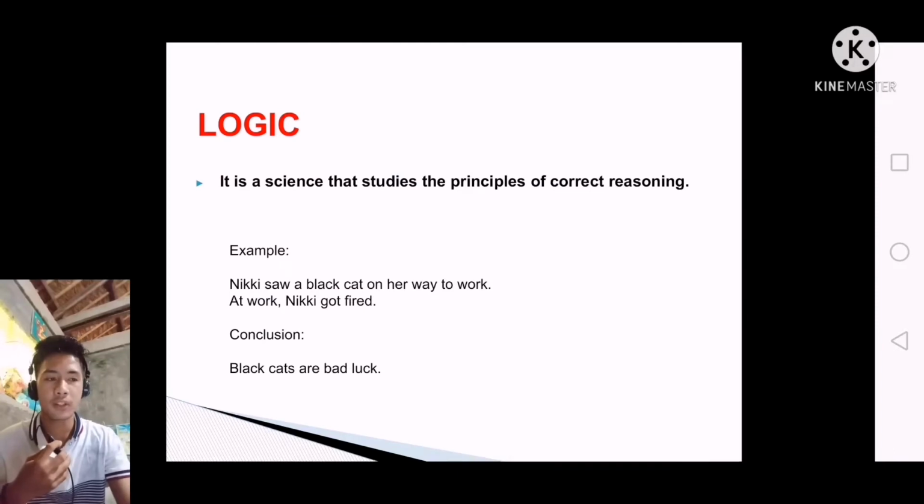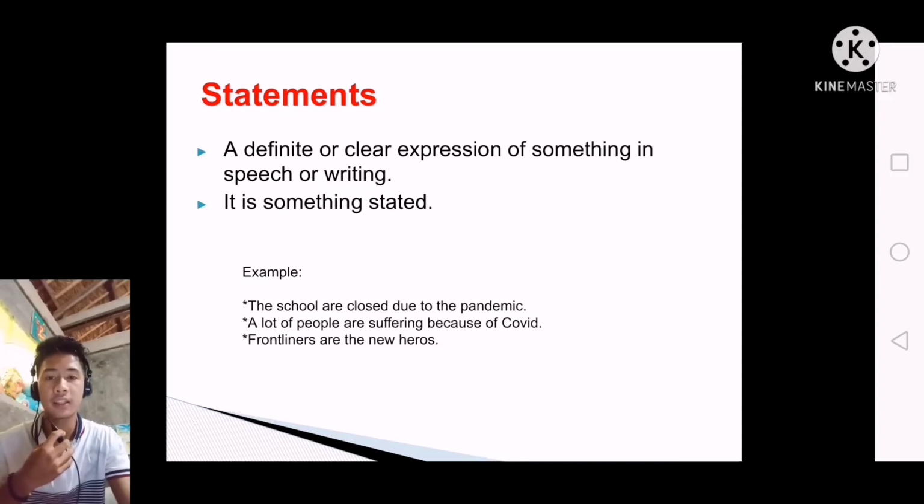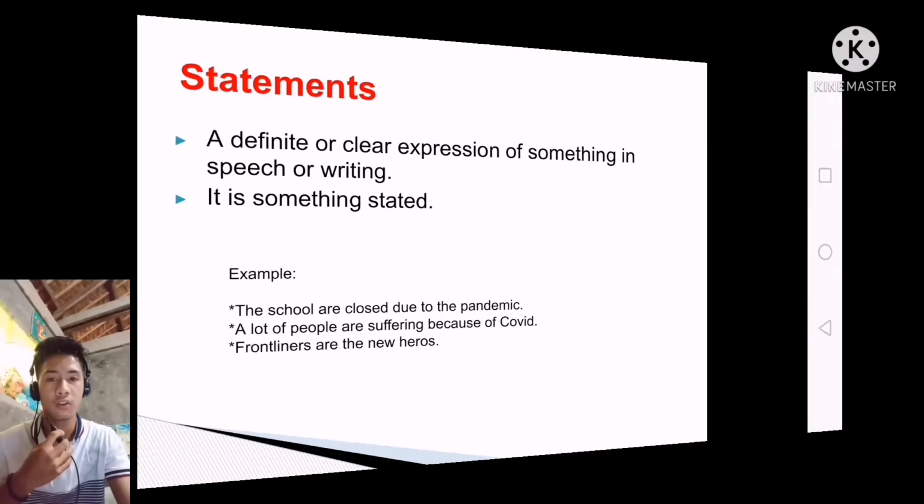I am going to define what logic and statement are in simple words. In simple words, logic is the study of correct reasoning, especially regarding making inferences. Logic began as a philosophical term and is now used in other disciplines like mathematics and computer science. While a statement is a sentence that is either true or false.